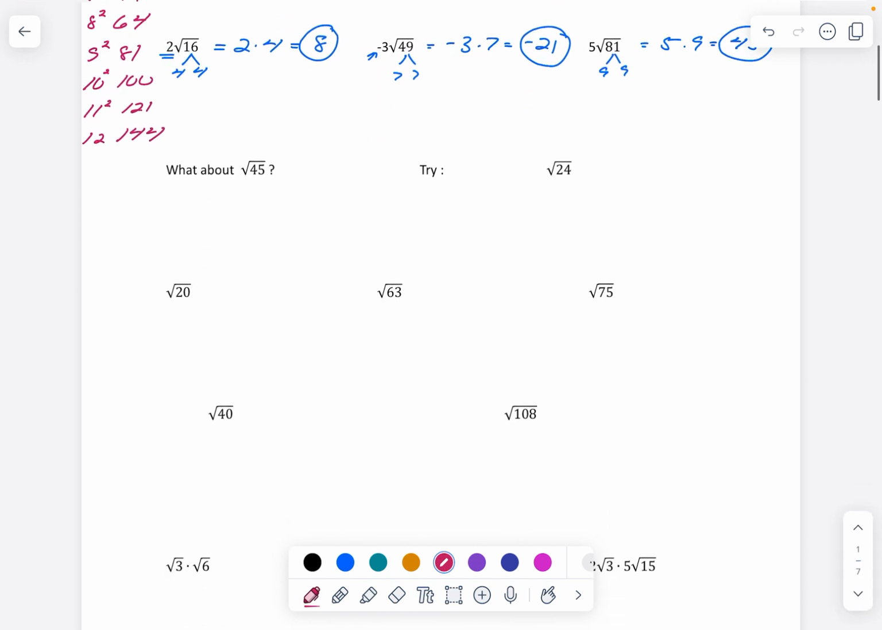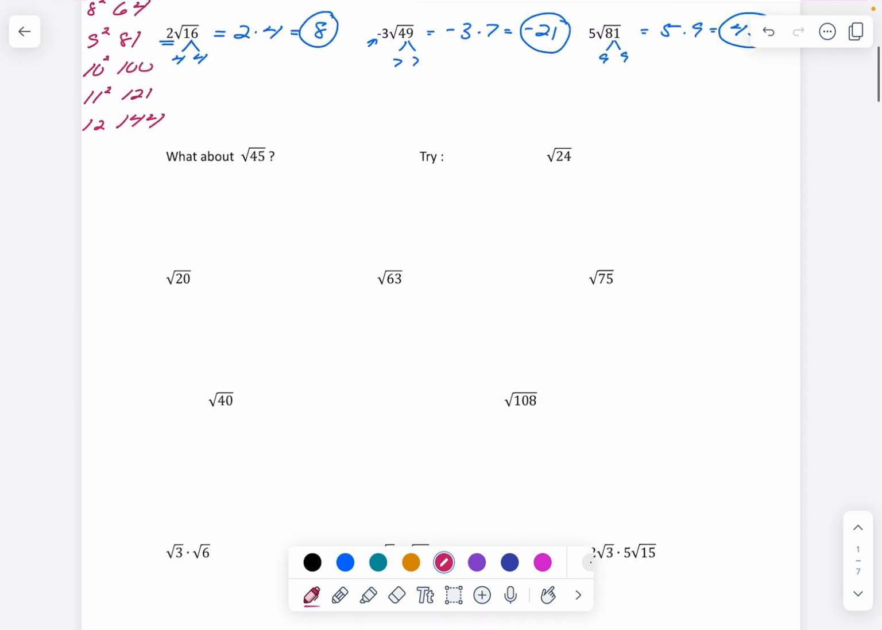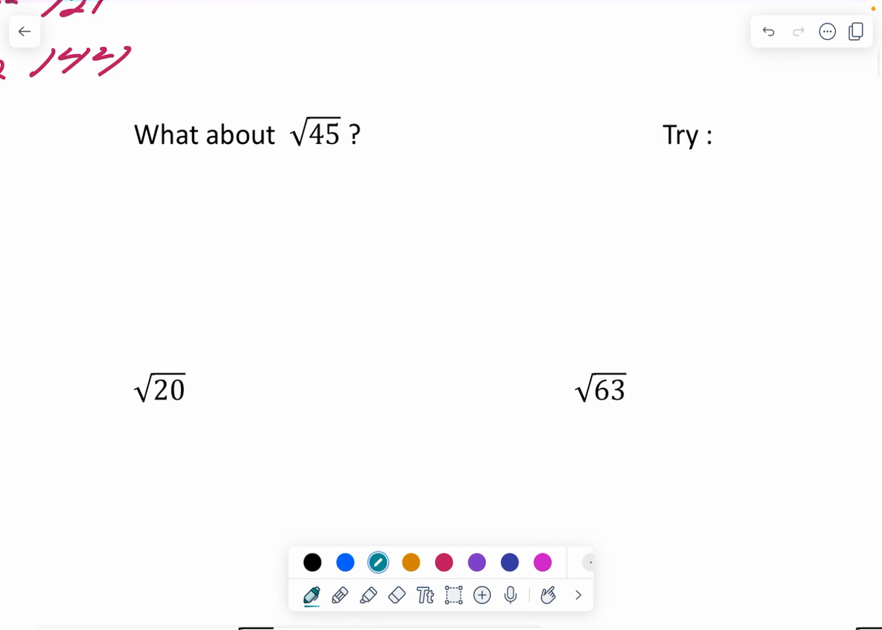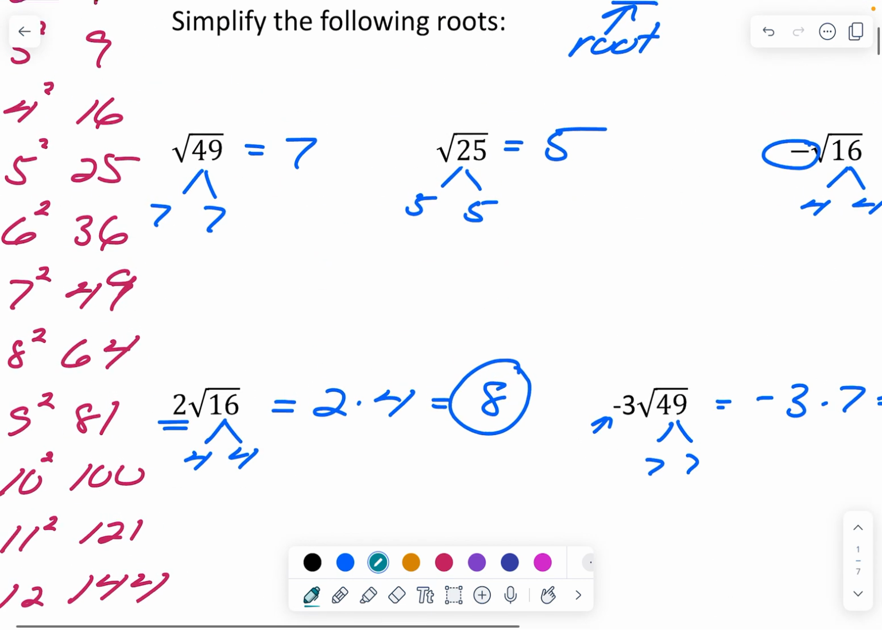But now we are getting into something else. In other words, what is the square root of 45? Well, 45 is not a perfect square. We just got done listing them all, right?